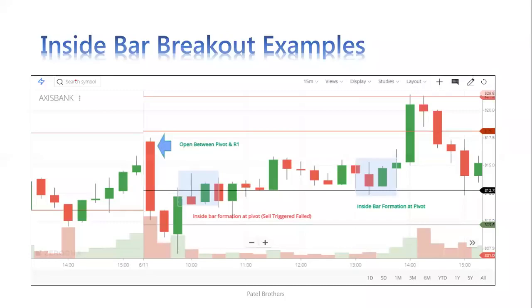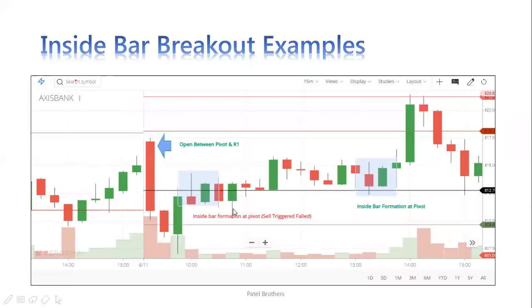So here the opening was between pivot and R1. The inside bar formed here. So the inside bar is formed at the pivot point. The black line is the pivot point. So if it is forming at the pivot point, we can take a directional trade on any side. So it has triggered a sell side first and it has failed. Then it has triggered a buy side, and that as well failed.